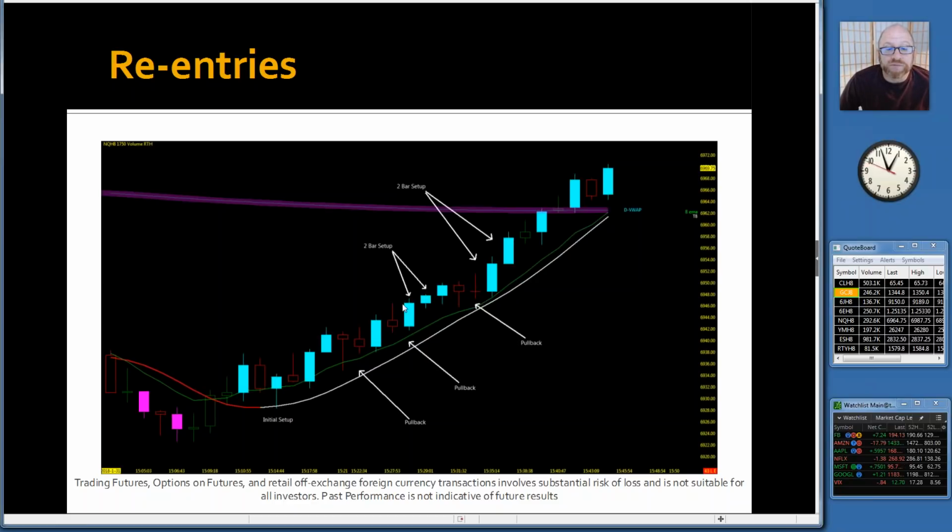I particularly like to wait for 2-bar setups and then jump in. There's that VWAP line. Lots of times it can stall. So if I had a setup right here, I might wait until price action went beyond it and then take the setup.